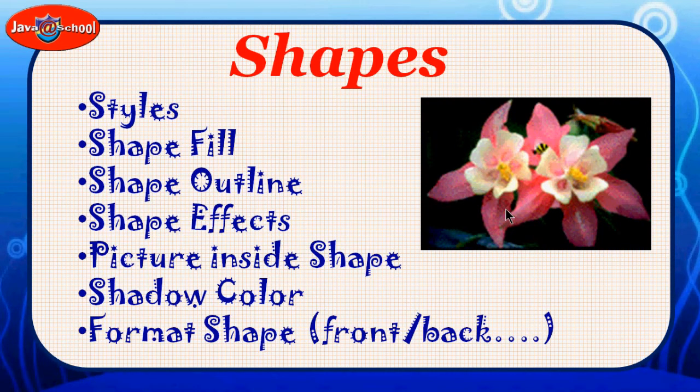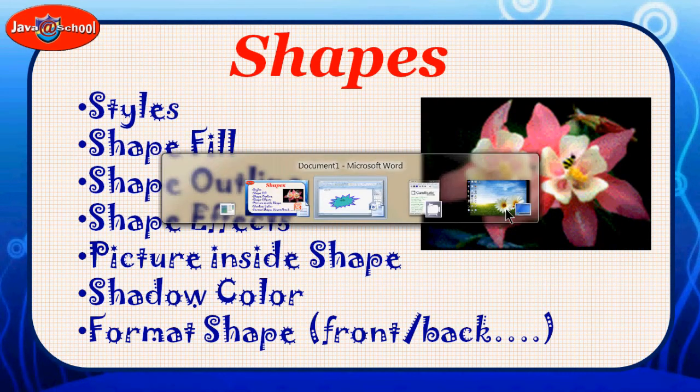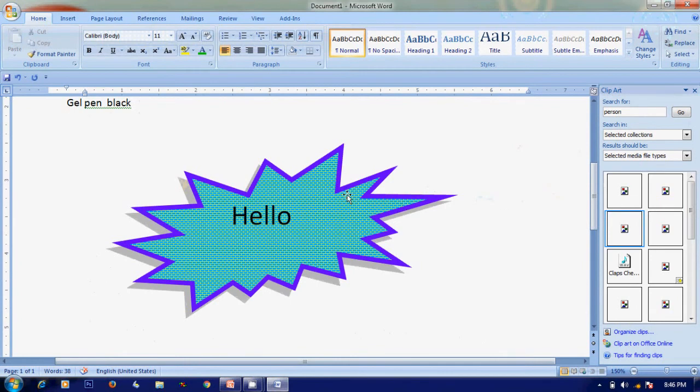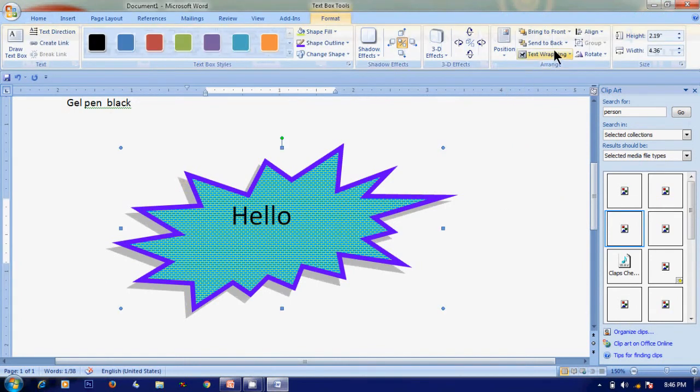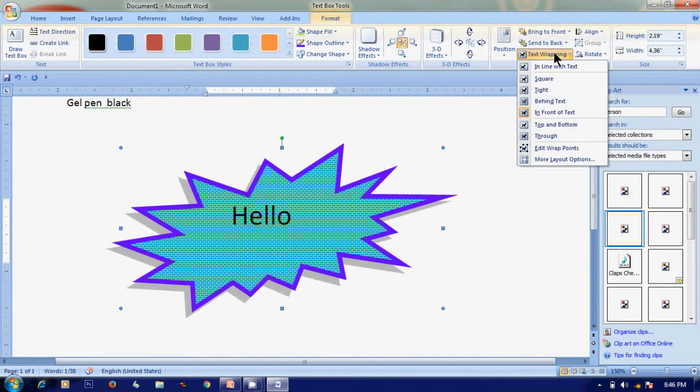Okay, we'll do that. Now, formatting shapes we have done, front and back, that I showed you, to bring the shape in front. So how can you arrange? Just click on the shape and go to text wrapping. This is called arranging the shape. You want to bring the shape in the front or back, make it a square format, make it tight. It has all got different features, functions, attributes for this text wrapping.